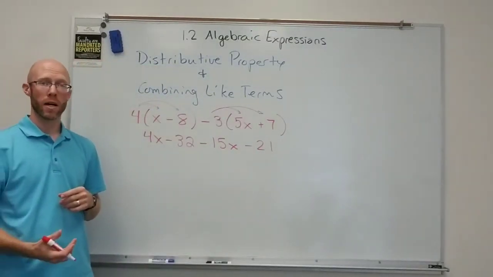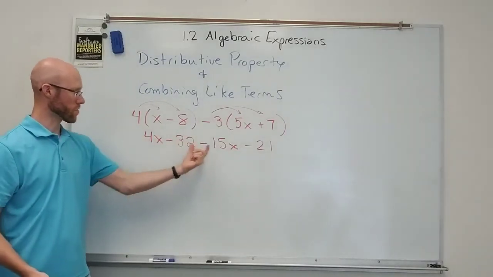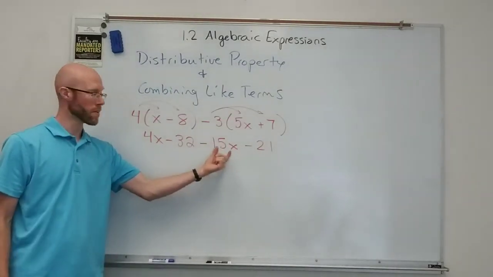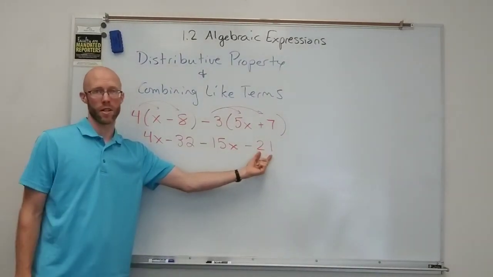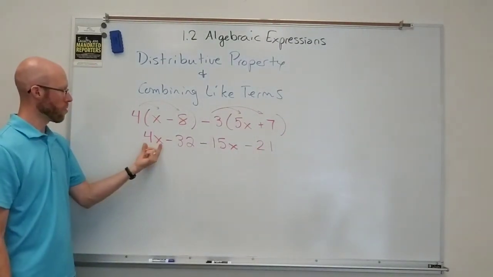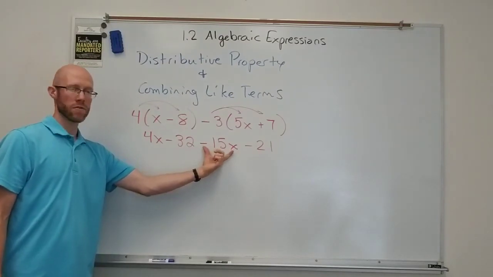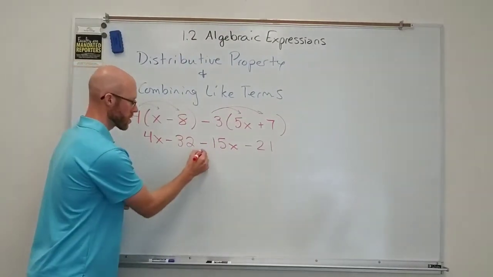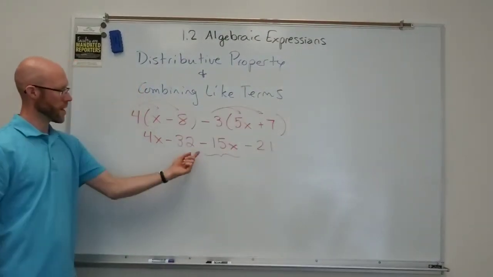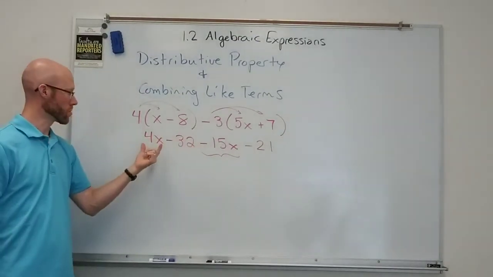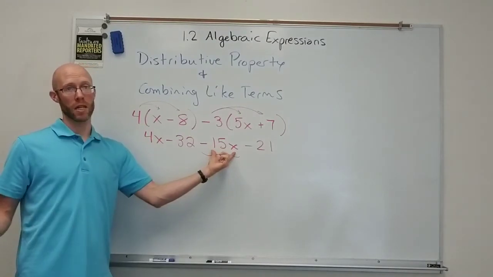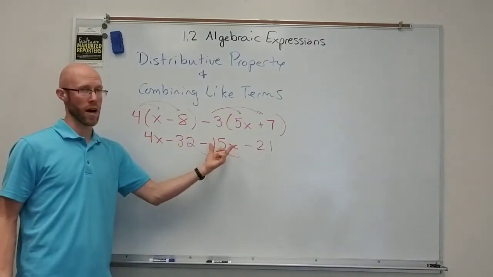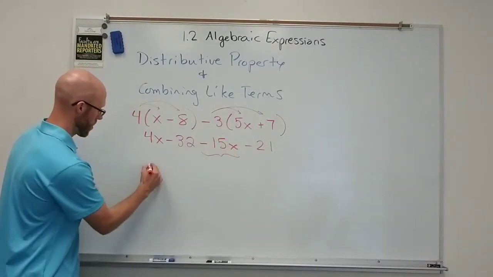Now I can combine like terms in this example because I have two terms that just have an x on them, and I have two terms that are just constants, they don't have a variable. So 4x minus 15x, I'm going to use the sign that is to the left of the term. So if I start with 4 x's and I take 15 away, I'm going to be in the negative, because there's more negative than positive. It's going to be negative 11x.